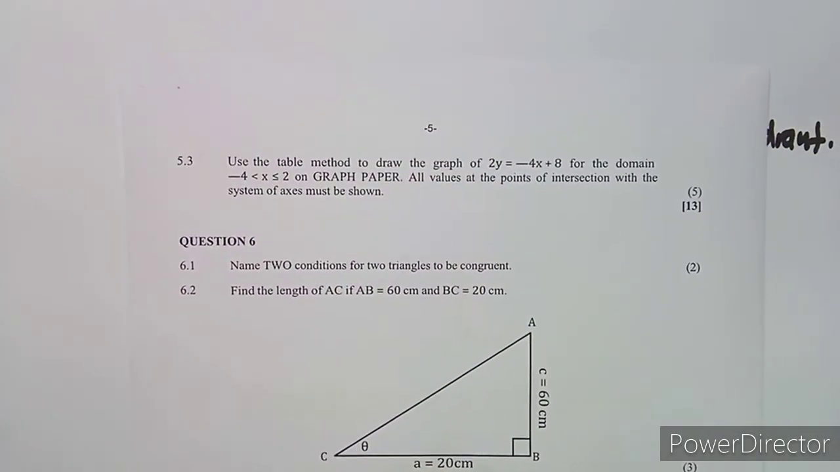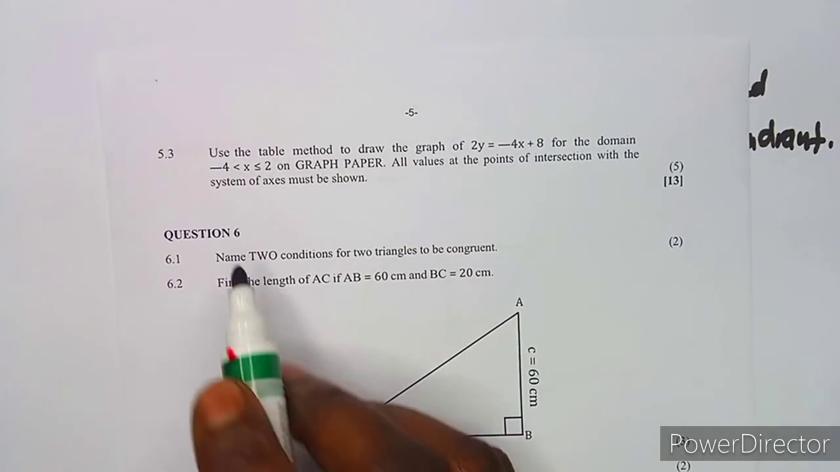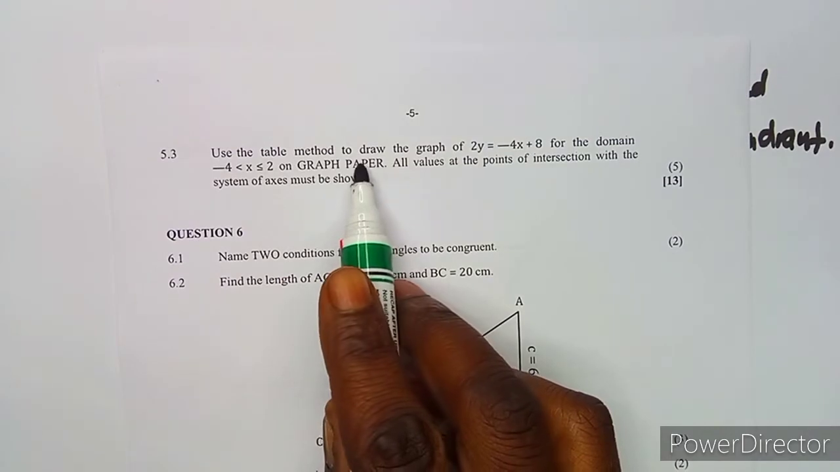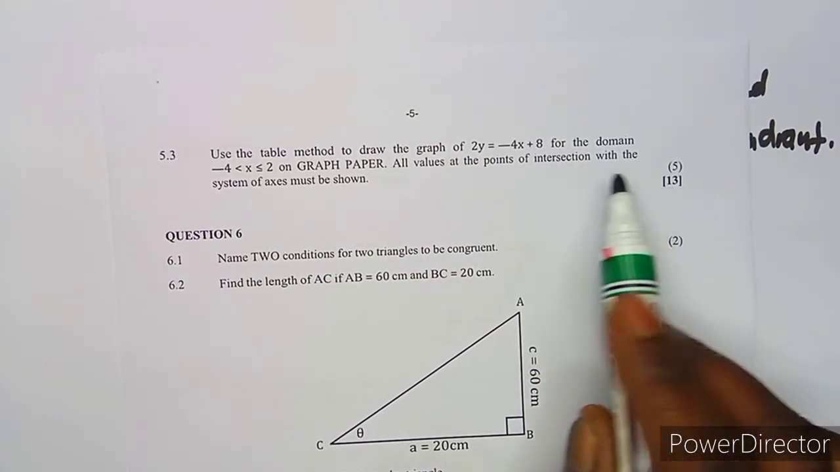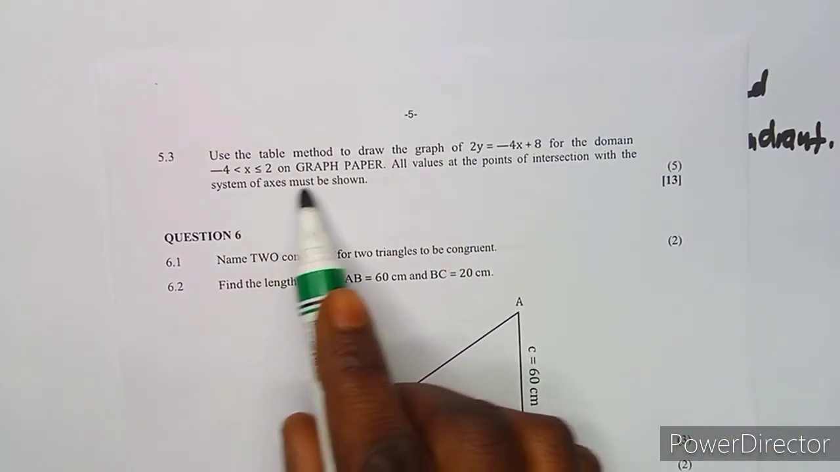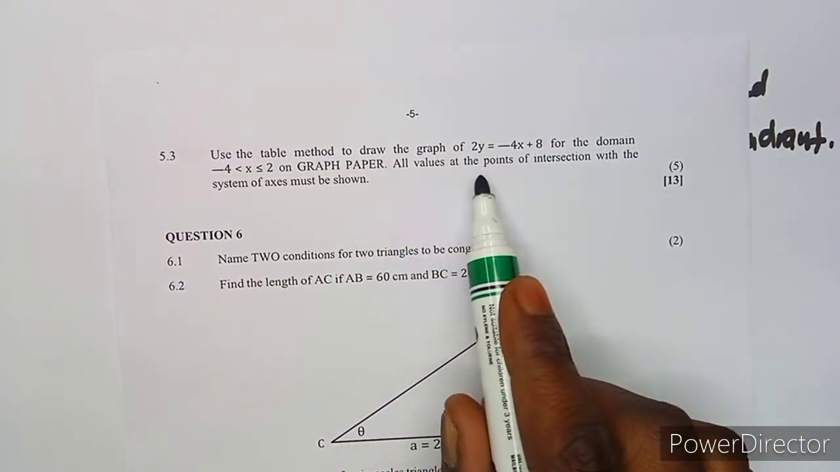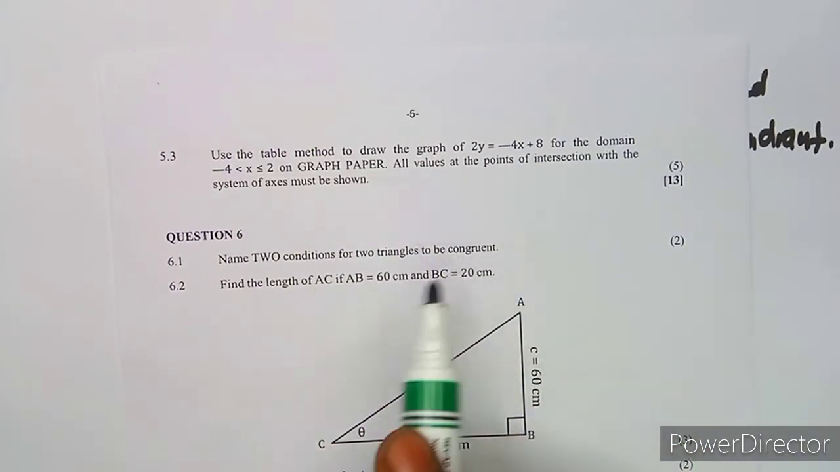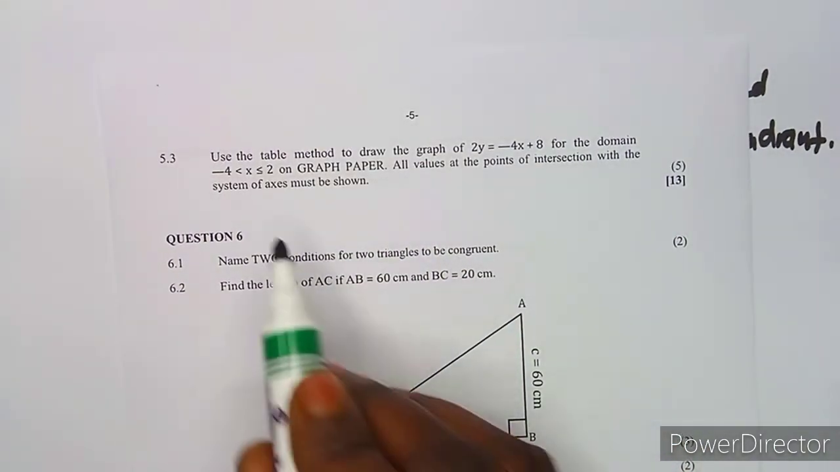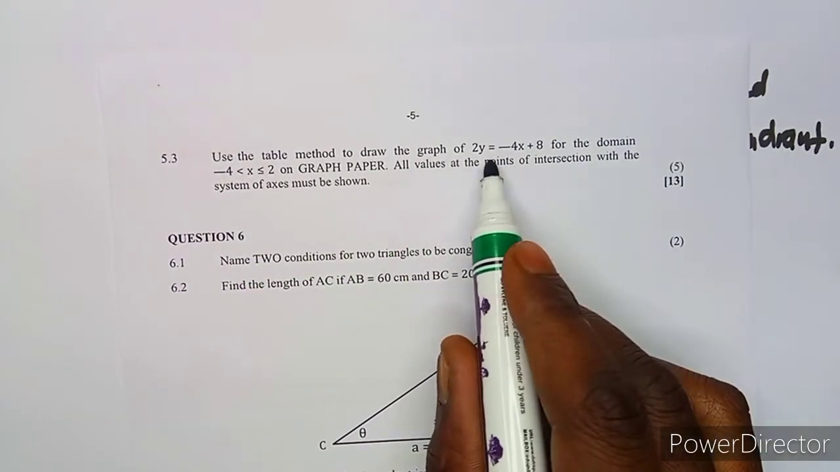We are now asked, on 5.3, to use the table method to draw the graph of 2y is equal to this. And we are given the domain. On graph paper, all values and points of intersection, a system must be shown. We must show all the values, guys, from -4 up to 2 to draw this equation here.